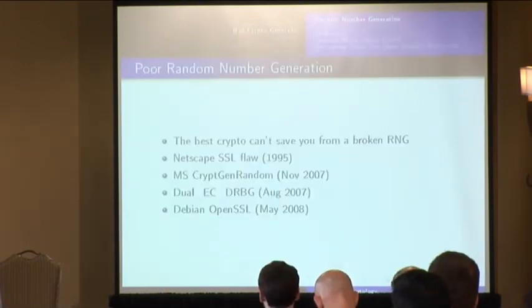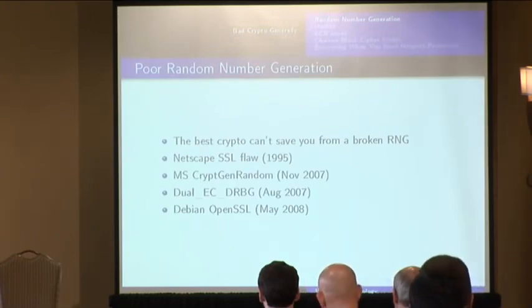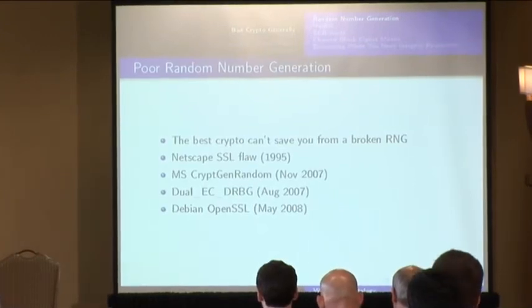Okay. So bad crypto generally, we're going to see the same things happening over and over again. Number one, the best crypto can't save you from a broken RNG. Random number generation is the sine qua non of crypto. You can't do anything else if you can't throw dice where your opponents can't see it. And this happened in the Netscape SSL. This has happened, to a certain extent, with MSCrypt GenRandom. There are problems with Dual EC DRBG, and then most lately with Debian OpenSSL.